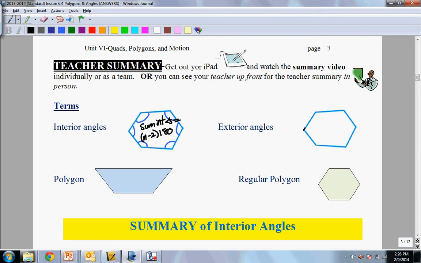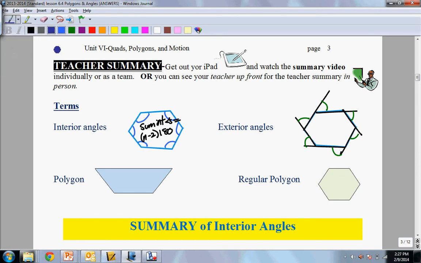Exterior angles. I'd like you to trace and extend each of these sides, just like a pinwheel. Go the same direction all the way around. I'd like you to sweep these on the outside. These are all called exterior angles of polygons. We're going to be talking about that in a moment.